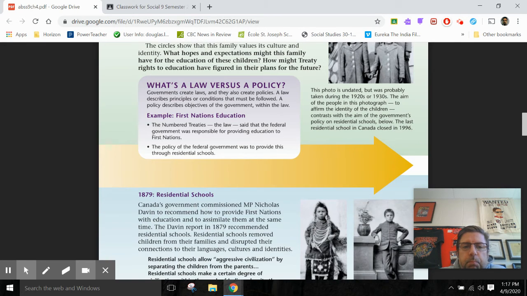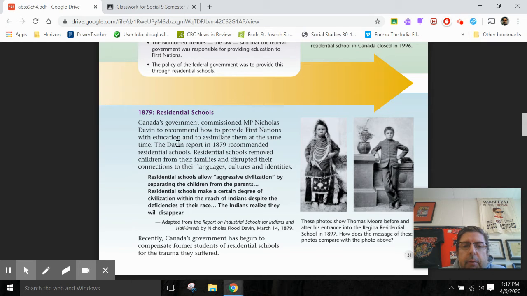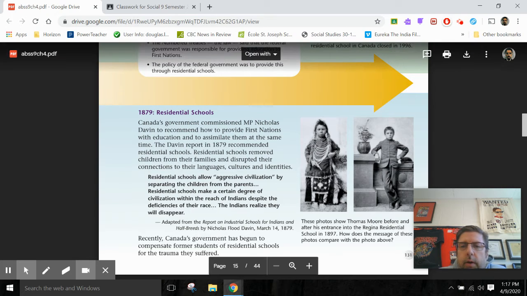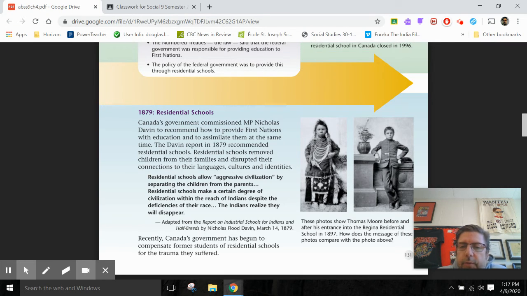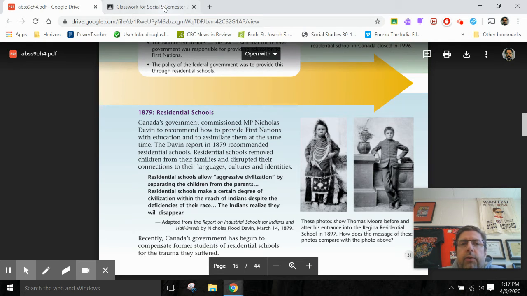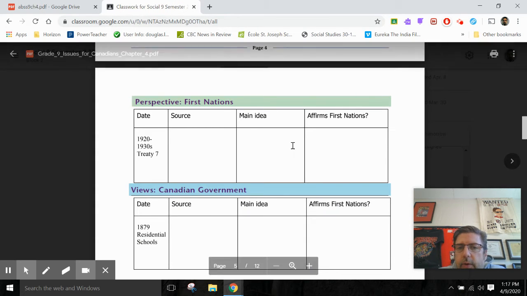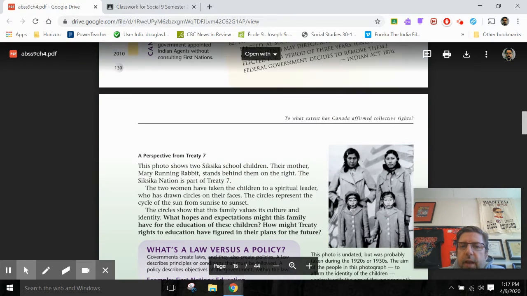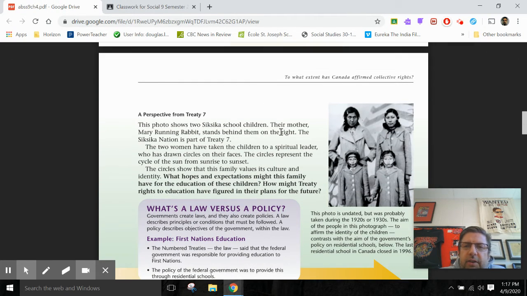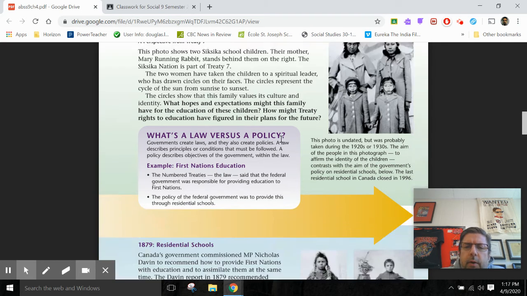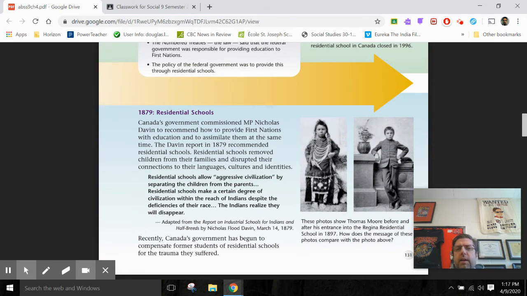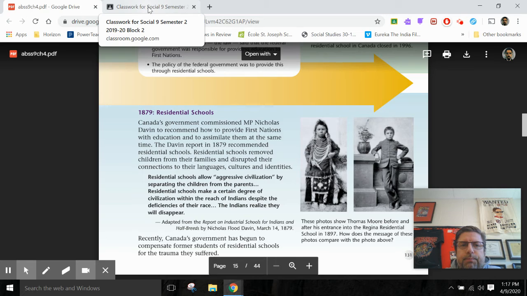Okay. And then down here, 1879 residential schools, a source here would be the report on the industrial schools for Indians and half-breeds by Nicholas Flood Davin. Or another source could be these photos of Thomas More. Once again, you got a source. You have to identify the main idea found in the source. Does the source affirm First Nations? Once again, generally, the First Nations sources and perspectives try to affirm them, whereas the Canadian government, like I said, for the most part, did not try to affirm First Nations. So you have that one.